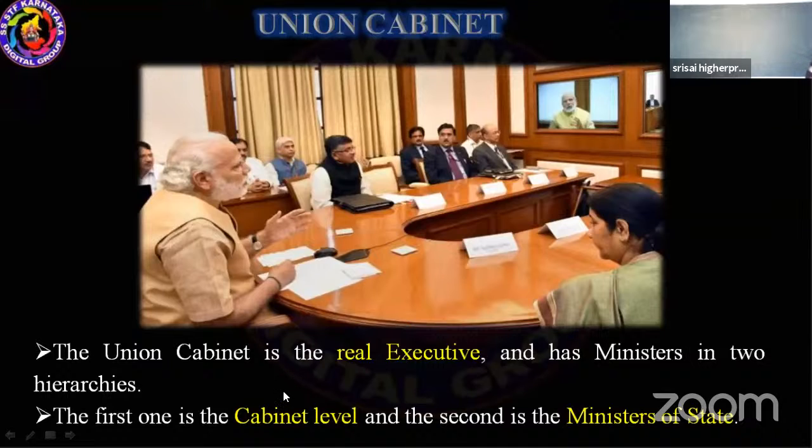The Union Cabinet is the real executive and has ministers in two hierarchies. Hierarchies means a system of organizing people into different ranks or levels. For the center and then for the states, there will be different ministers to manage all activities. It means decentralization. The cabinet ministers alone will be unable to handle all issues related to the 28 or 29 states in India.